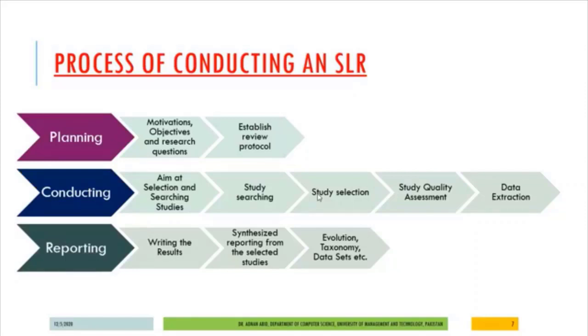And eventually, once we have selected a reasonably good set of articles, then we extract data from them. And once we have extracted data, then we come to stage 3, which is reporting, and we start synthesizing the information that we have extracted from the previous research. We start writing about results. We start writing about the approaches that people have used, how they have evaluated them, if at all there are some evaluation measures.